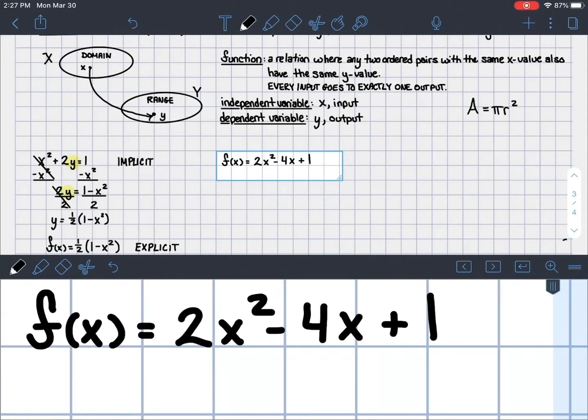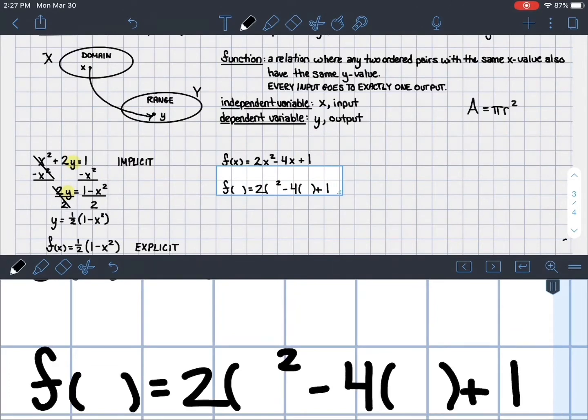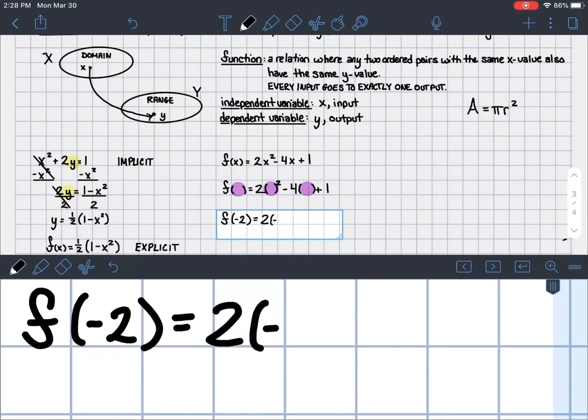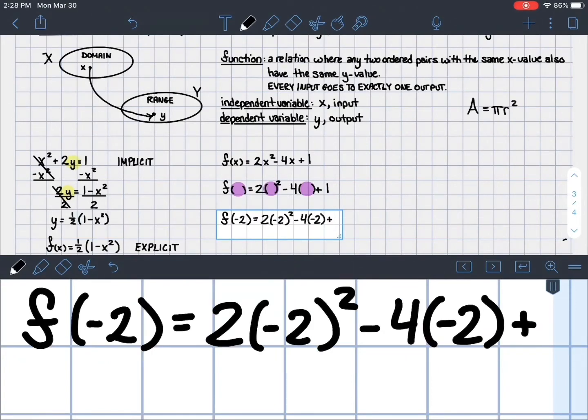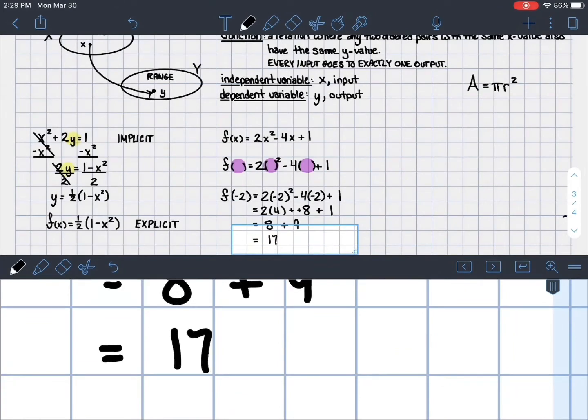Let's take a look at another example. A function of x is 2x squared minus 4x plus 1. But what if we replaced our input? Instead of x, what if we input purple dot? Well, we'll just replace x everywhere it was with a purple dot. So, if I replace purple dot with negative 2, the same thing will follow. We'll just replace all the locations of x with negative 2. Then we can use some algebra to simplify to our answer of 17.